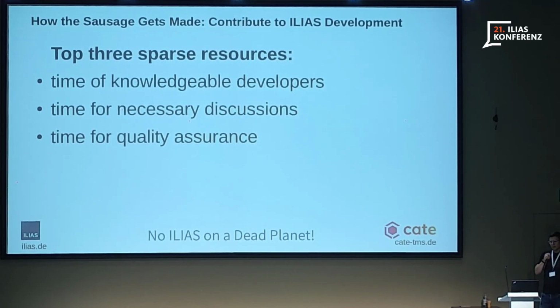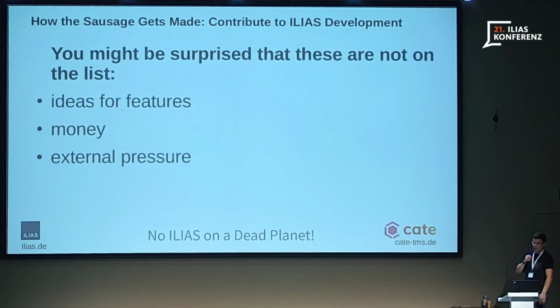And I think some of you might be surprised to see other things not on this list. Ideas for features are not a sparse resource. We have a lot of ideas for features. Also, surprisingly, I think money is not a sparse resource. There's mostly enough money to fund all the things we can do as a community at the moment. And also, external pressure is not a sparse resource. There's always external pressure going on, and we really have enough of that.